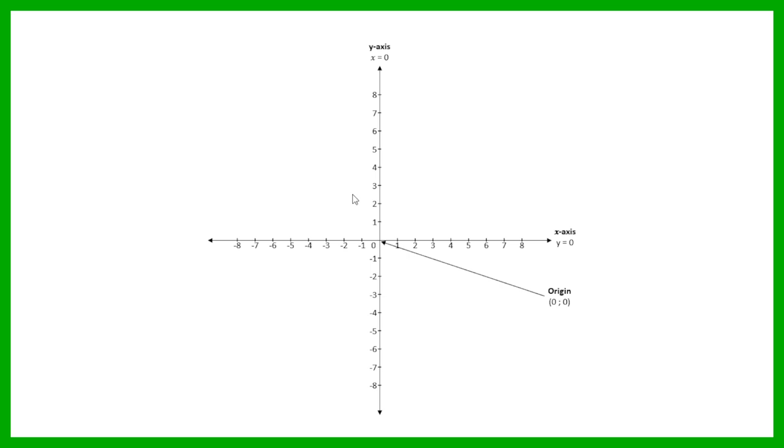The Cartesian plane is divided up into four quadrants. Here's a quadrant over here, here's a quadrant, here's a quadrant, and here's a quadrant. So this is quadrant one, quadrant two, quadrant 3, and quadrant 4.